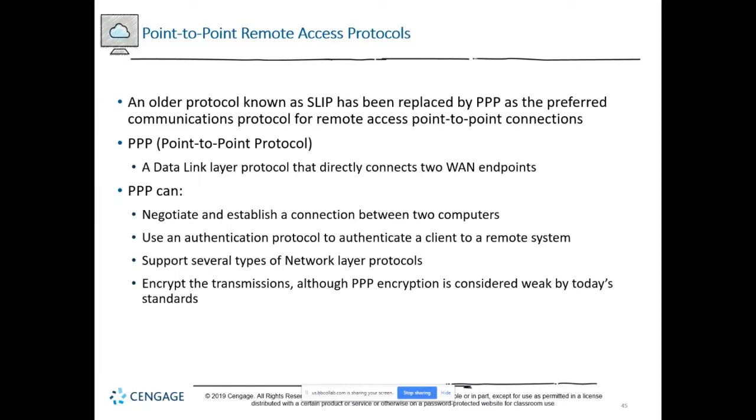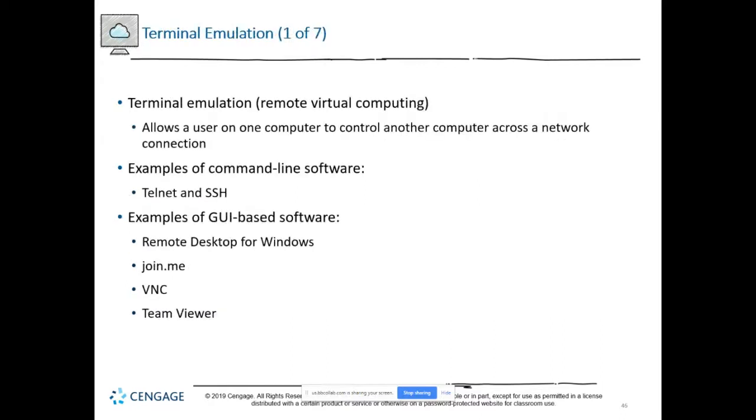I have no idea why we mentioned SLIP, because it is a very old protocol. But it uses a point-to-point protocol, and it basically came out of the dial-up era. But it's point to point, and allows you to negotiate a connection between two computers, and the encryption is considered weak by today's standards.